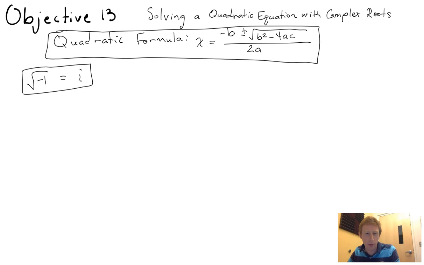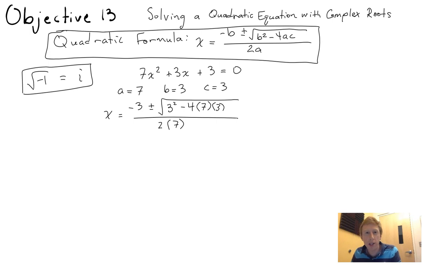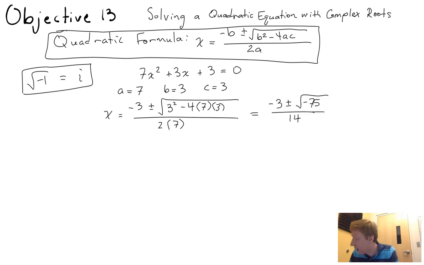Let's try an example problem. Find the complex solutions of 7x squared plus 3x plus 3 equals 0. We see that a equals 7, b equals 3, and c equals 3. Substitute these into the quadratic formula. x equals negative 3 plus or minus the square root of 3 squared minus 4 times 7 times 3, all divided by 2 times 7. This simplifies to negative 3 plus or minus the square root of negative 75, all divided by 14.